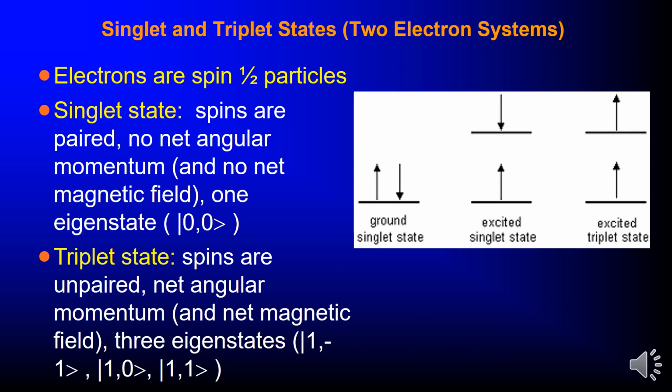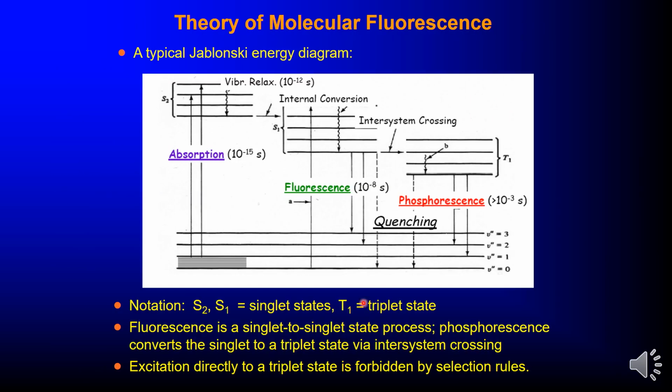So the spins here are unpaired, and in the singlet state, the spins are paired. Then this is a typical Jablonski diagram, where we have the occurrence of luminescence. If you look at fluorescence and this one for phosphorescence, you will realize that phosphorescence is occurring a bit later.